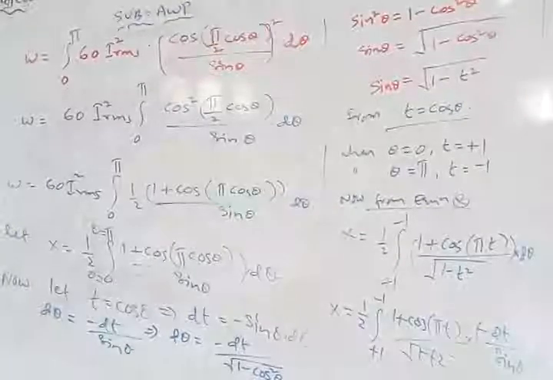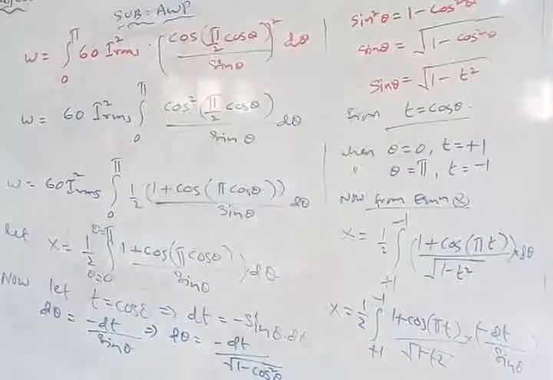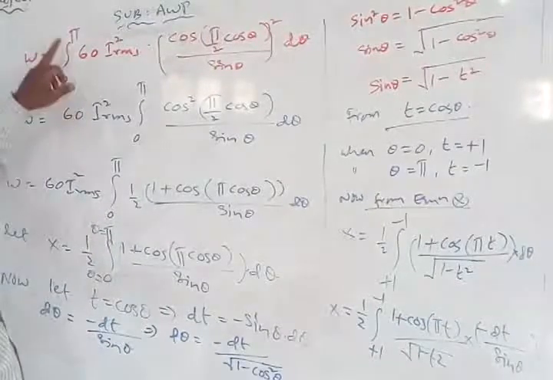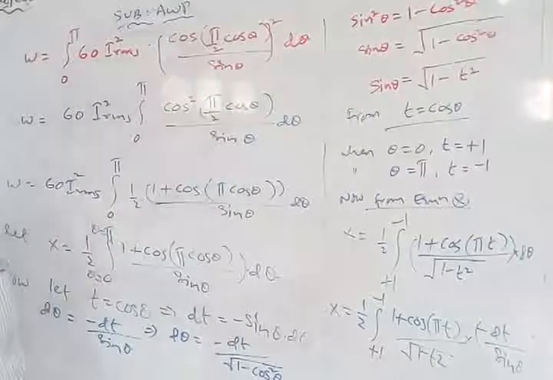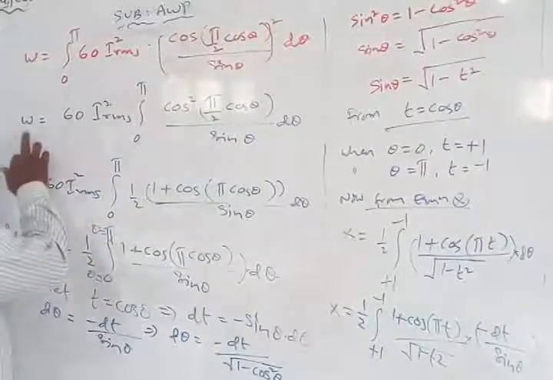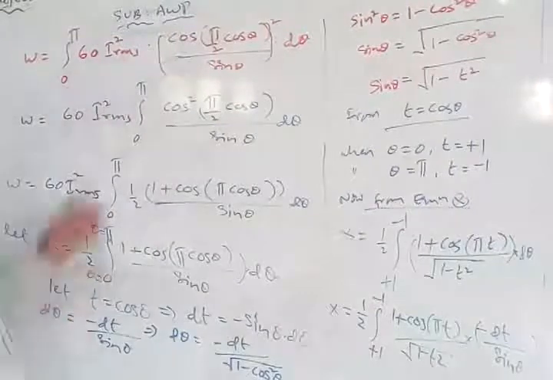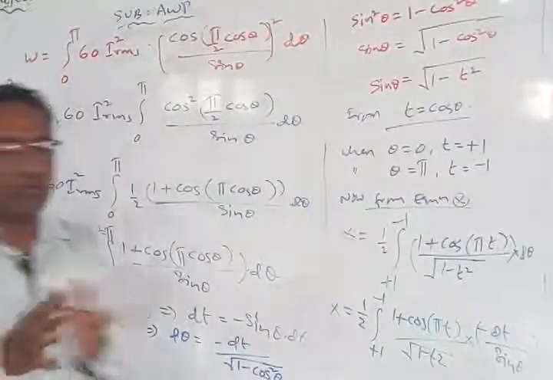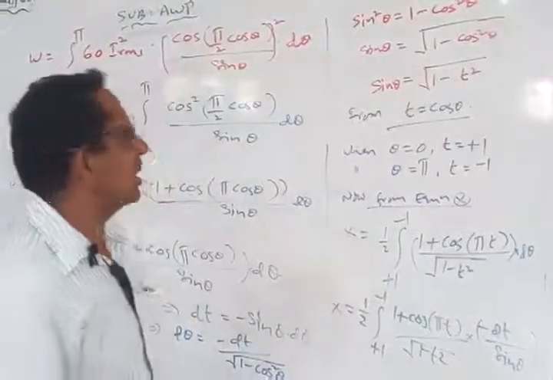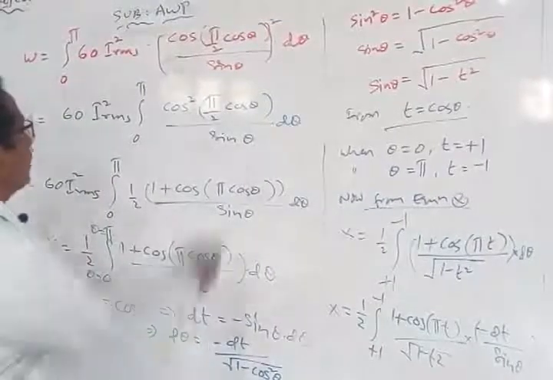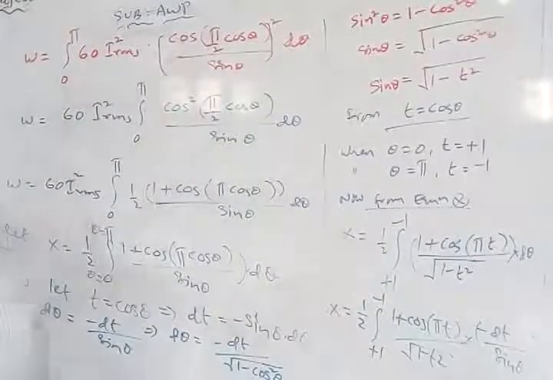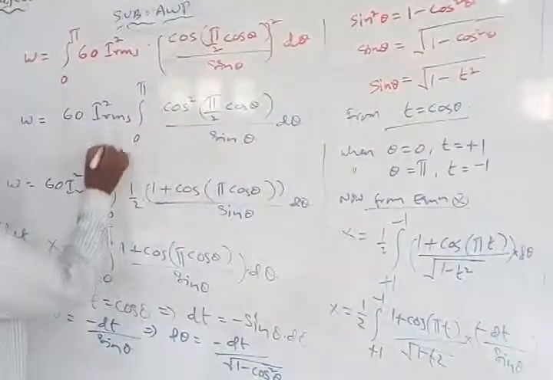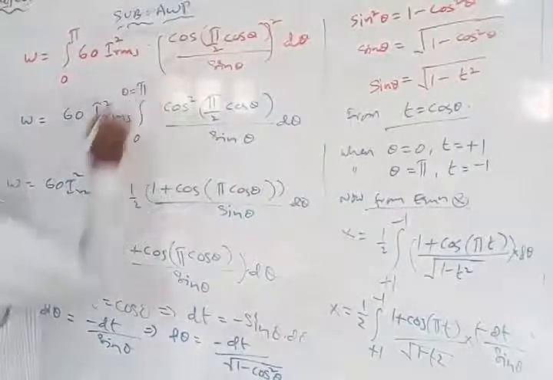Now while solving for the power density, we have got W is equal to integral from 0 to pi of 60 IRMS square into this particular factor whole square d theta. Now 60 IRMS square is a constant parameter, I will simply take it out, and we are integrating with respect to theta because we are looking for radiation along the theta direction, directivity along theta direction. What values is theta going to take? From 0 to pi.